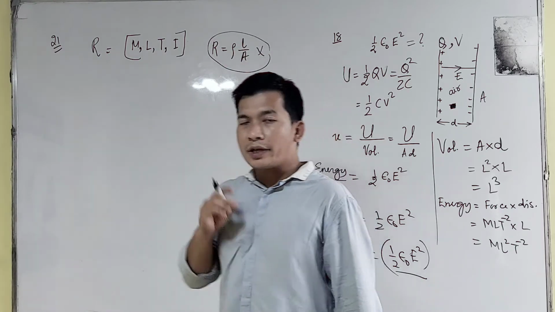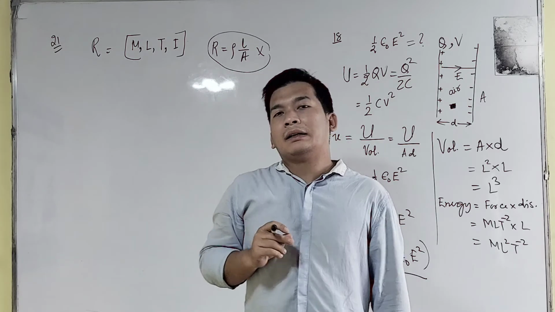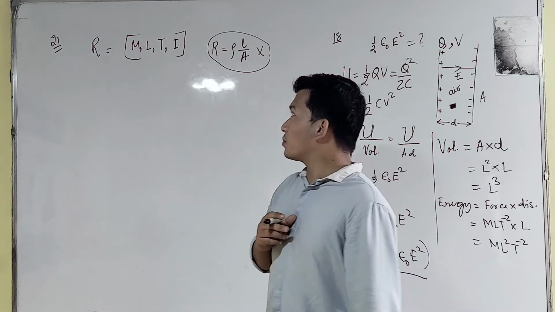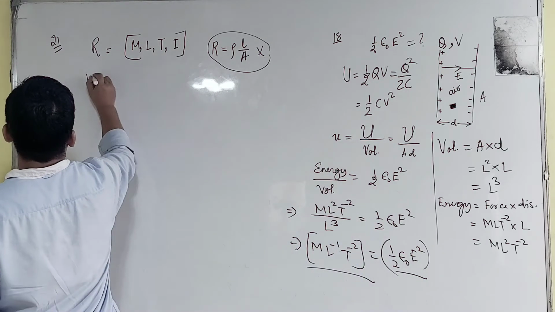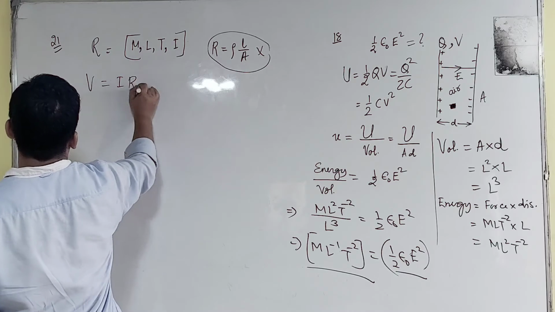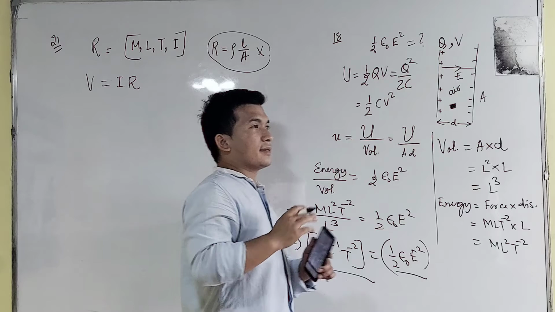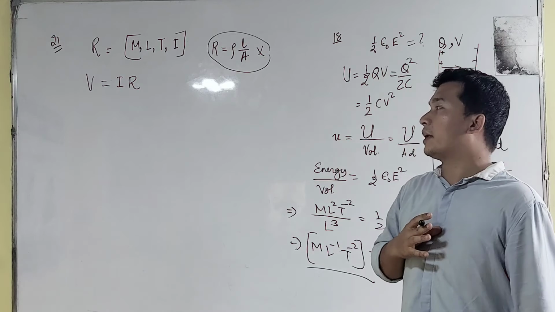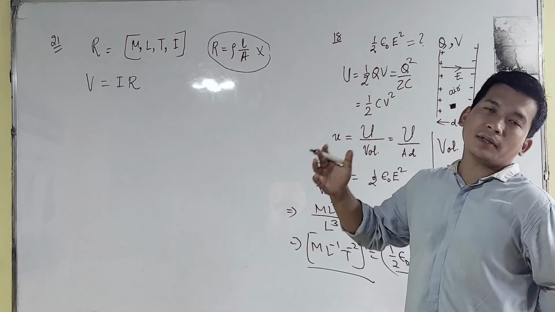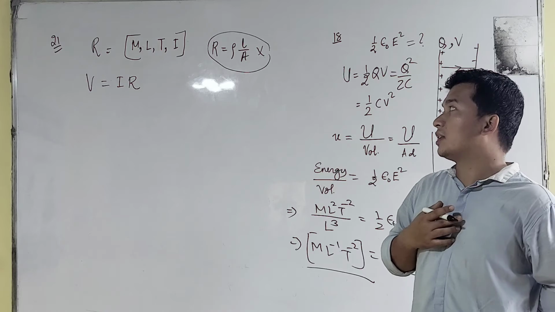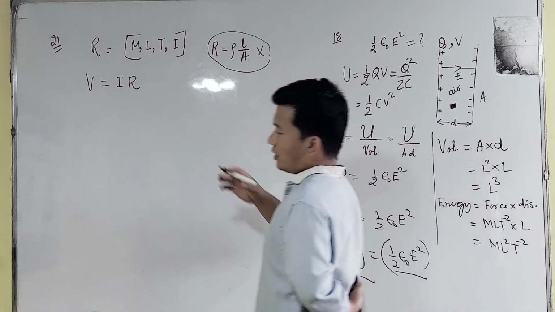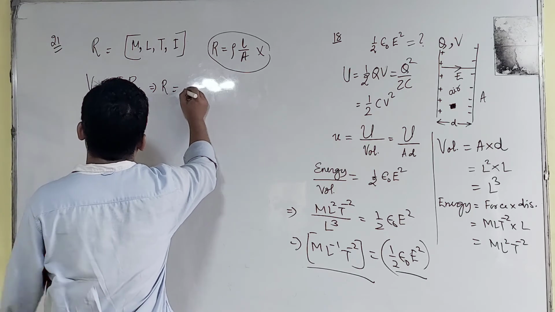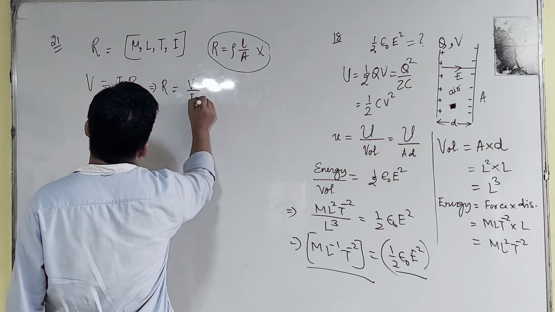Which formula or which law gives you the relation between current and resistance? That is Ohm's law. Ohm's law says potential applied is V equal to IR. This has been studied since class 9 and 10. V is the potential difference applied across the positive terminal and negative terminal. So if we have to find out the resistance R, R will be equal to V divided by I.